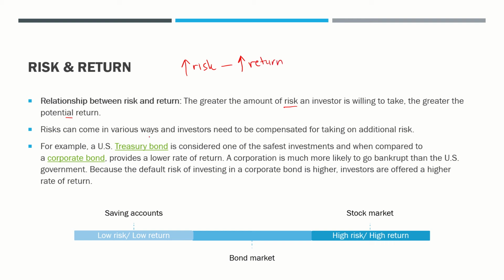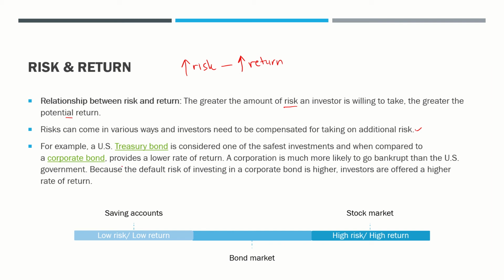Risk can come in various ways. Dia boleh datang dalam pelbagai bentuk lah. And investors need to be compensated for taking on additional risk. Okay, maksudnya disebabkan oleh risiko yang tinggi tu, biasa syarikat-syarikat yang menawarkan pelaburan, dia akan offer a higher return. Okay, contohnya, kalau treasury bond, government treasury bond, bond yang dikeluarkan oleh kerajaan, is considered one of the safest investment. Pelaburan yang paling selamat when compared to corporate bond.